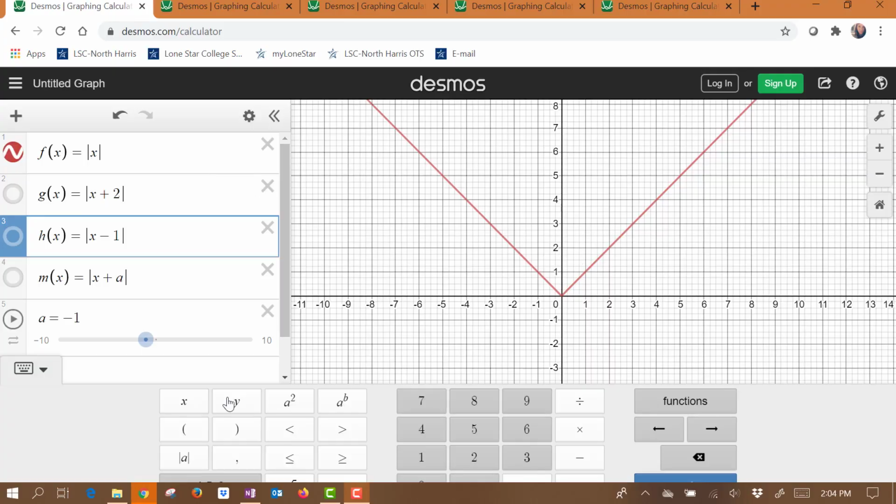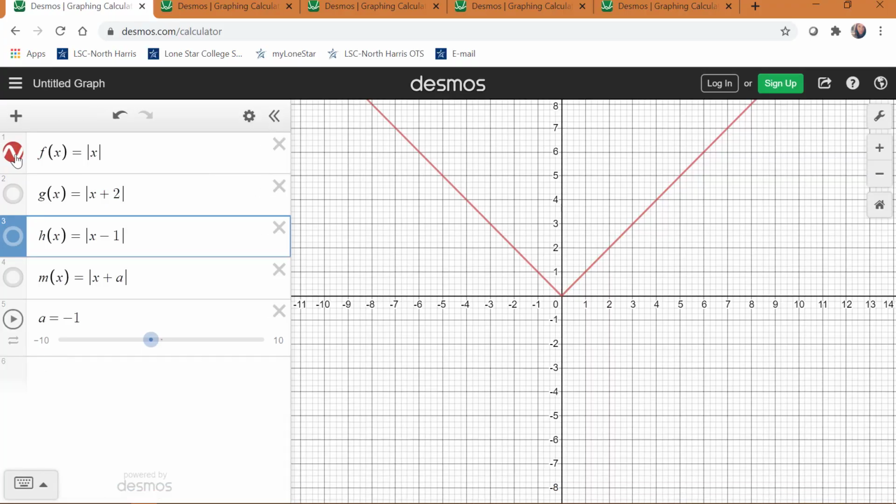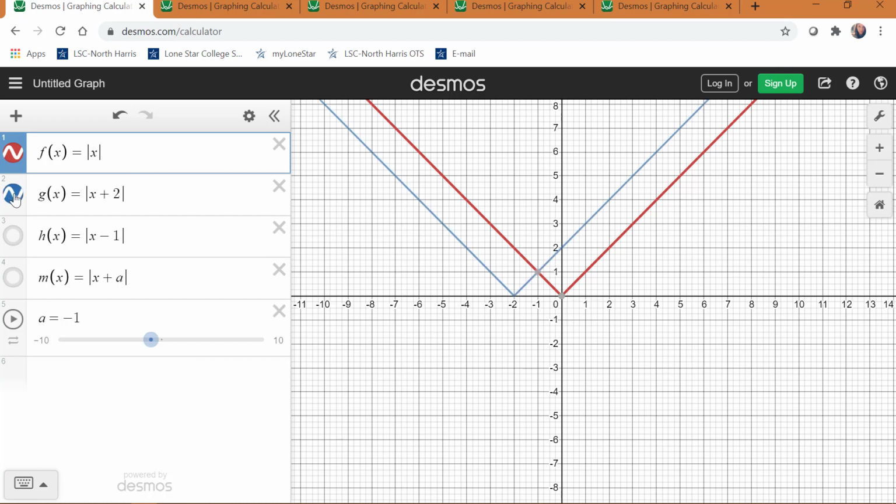Okay, so here I'm in Desmos, and I have my absolute value function, that original basic shape, that V-shaped graph with the 0, 0 point at the very bottom of that V-shaped point. So there's our origin point. What happens when I take a 2 and add it to the inside of those absolute value bars? What happens to our graph? It shifts horizontally. It looks like it moved to the left 2 units.